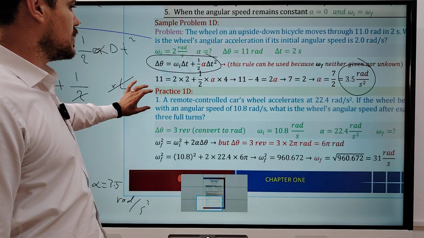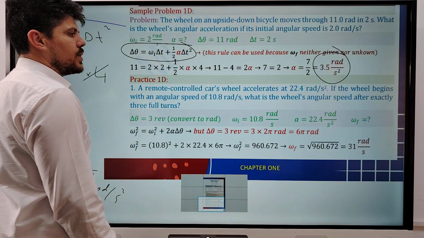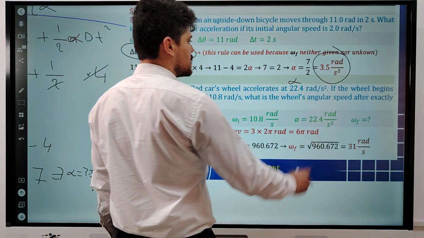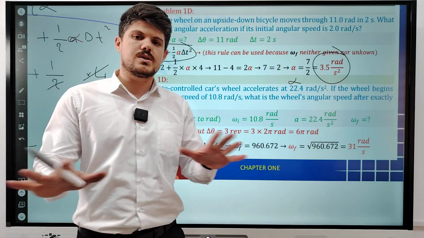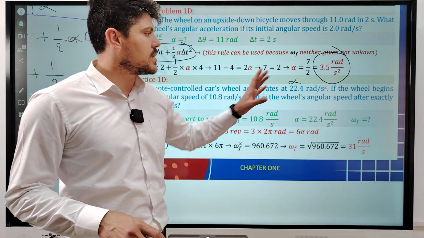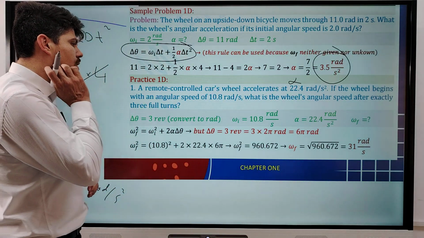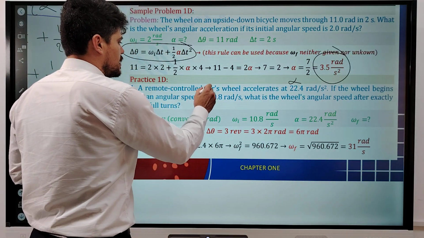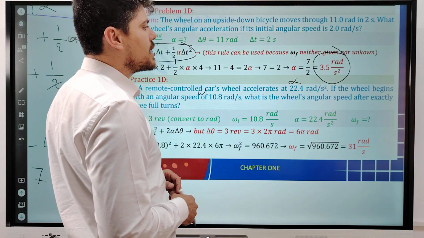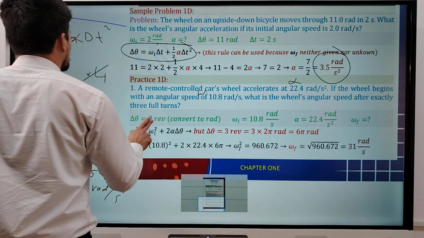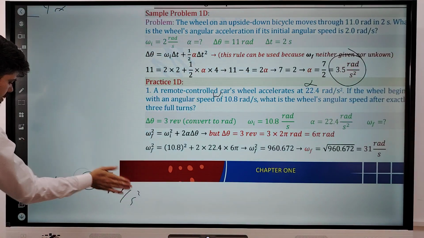Practice 1D. Look at this question. A remote controlled car's wheel accelerates at 22.4 rad per second squared. What is this? This is alpha. How did you know? By the unit. You can recognize all the physical quantities by their units. Rad per second squared indicates angular acceleration. If the wheel begins with an angular speed of 10.8 rad per second, that is omega initial. What is the wheel's angular speed after exactly 3 full turns? Be careful, this is very important.